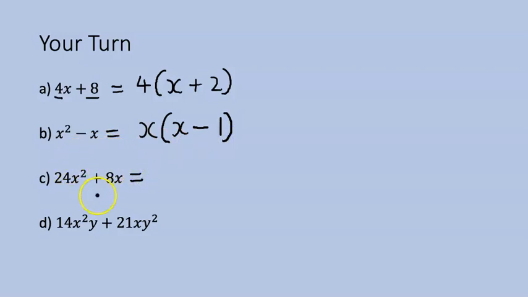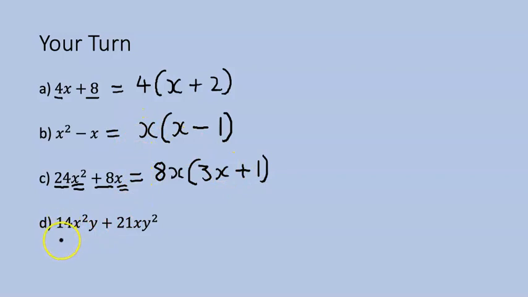Now for C, I do the same as I did earlier. I've got common numbers, 24 and 8. The highest common factor of that is 8, so that goes out here. And now I deal with my x's. Highest common factor of x squared and x is x. I open my bracket. 24 divided by 8 gives me 3. X squared divided by x gives me x. And then 8x divided by 8x gives me just 1. So I'll write 3x plus 1 in the bracket, close it off.